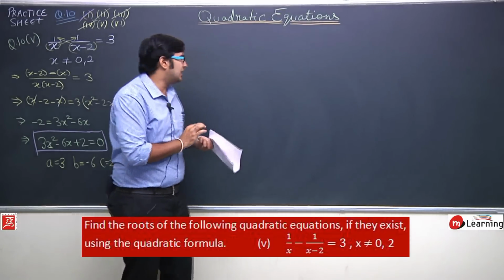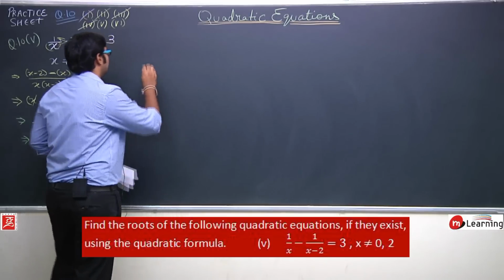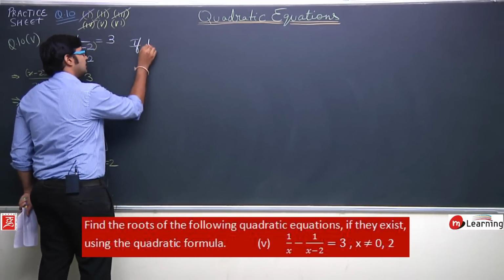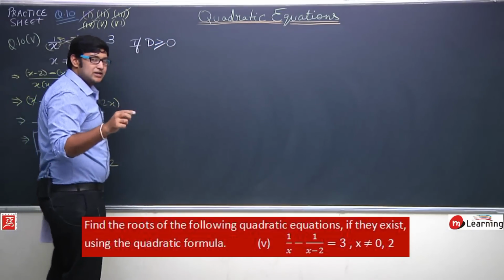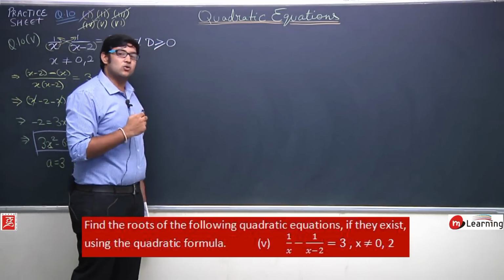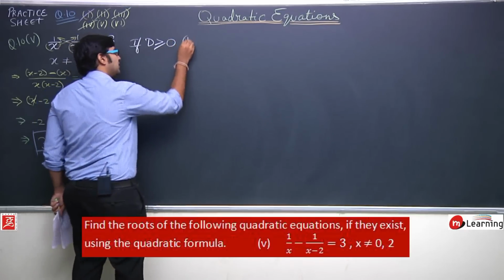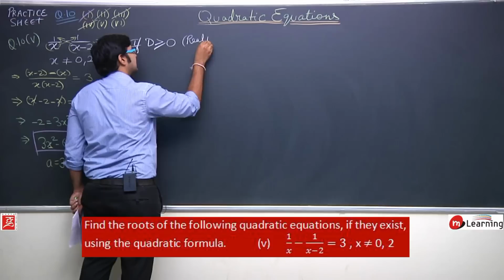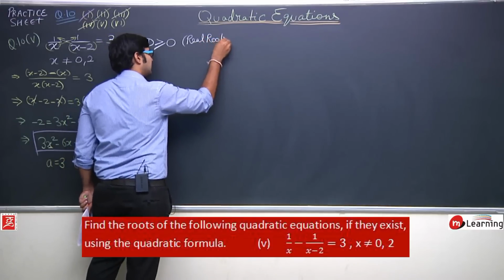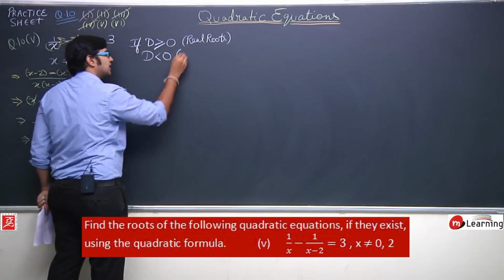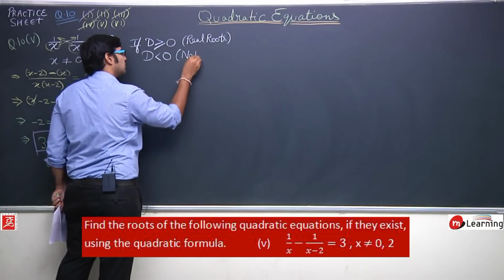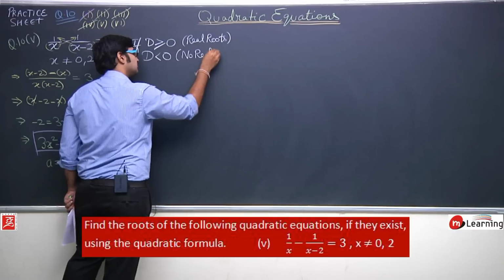So simple funda that you need to remember that if d is greater than or equal to 0, okay, discriminant 0 हो या 0 से बड़ा हो, दोनों ही केसेस में रियल रूट्स एग्जिस्ट करेंगे. ओके, सो रियल रूट्स. अगर डिस्क्रिमिनेंट 0 से छोटा हो जाए देन नो रियल रूट्स.